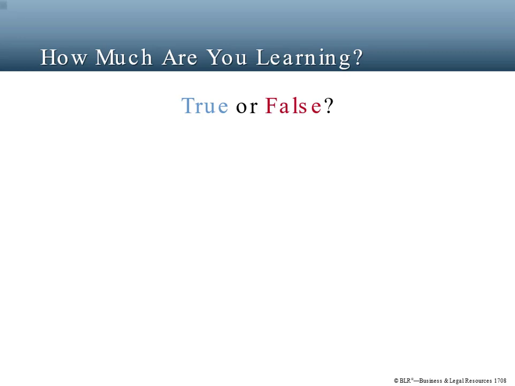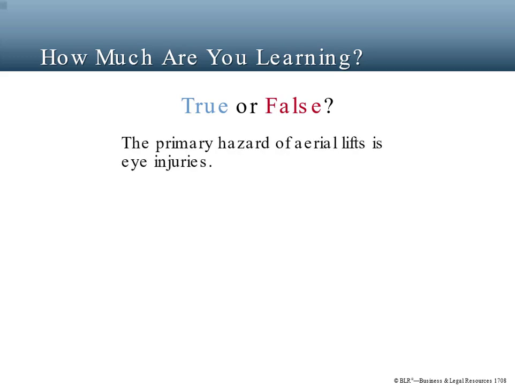It's time to take a little true-false quiz to test your memory about some of the points we've just discussed. Your job is to decide whether each statement on the screen is true or false. Let's begin. The primary hazard of aerial lifts is eye injuries. True or false? The correct answer is false. The primary hazard is falls.